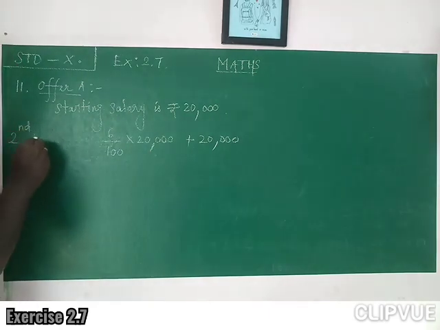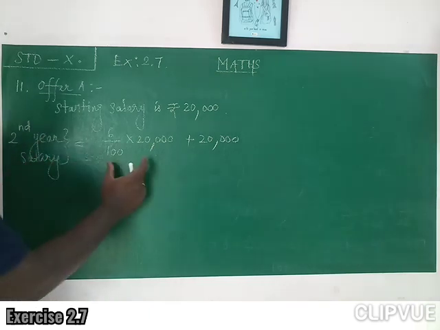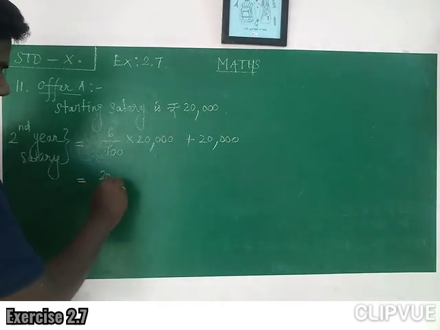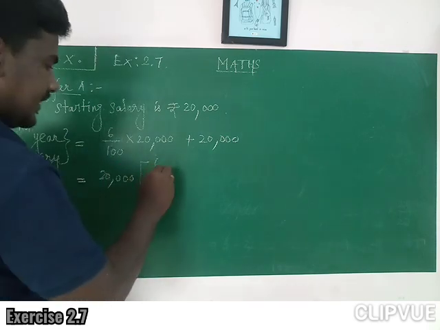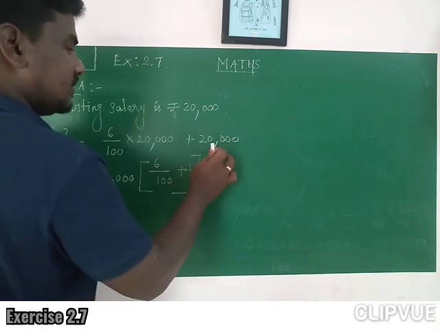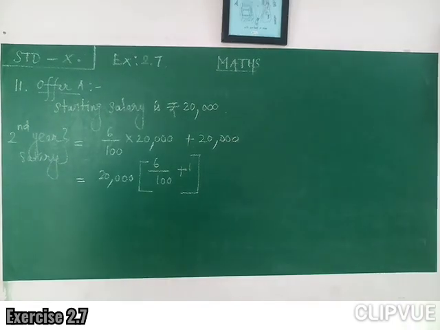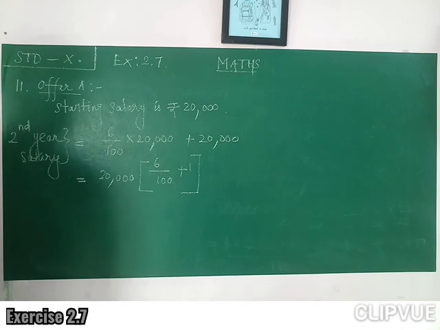So second year salary is 6% plus this amount. Here 20,000 is the common factor. If you take that out, what do we have? 6 by 100 plus, we took that out, so 1 will be there. So 20,000 of 6 by 100 plus 1. It will be the second year salary.